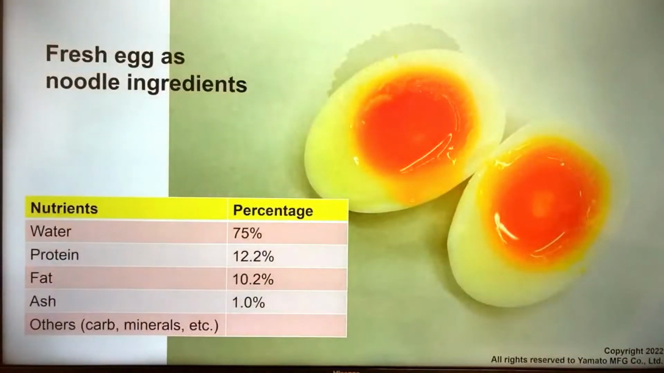Now, using fresh eggs as a noodle ingredient. When you look at the nutrients of a fresh egg, it typically has this kind of proportion: water is about 75%, that's most of it, then protein, fat, ash and other minerals, vitamins, and carbs. But it's mostly water, protein, and fat. And we use them as fresh eggs.